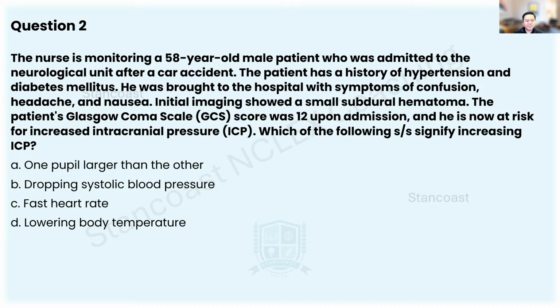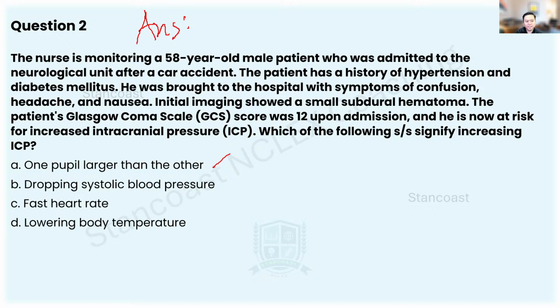Is it A, one pupil larger than the other? Or is it B, dropping systolic blood pressure, C, fast heart rate, D, lowering body temperature? Which of the following signs and symptoms signify increasing ICP? Remember about that? Anisocoria? Yeah. The correct answer for this question is letter A.